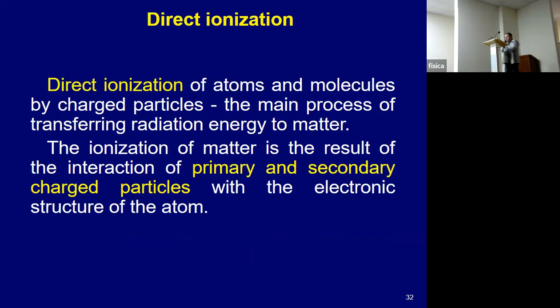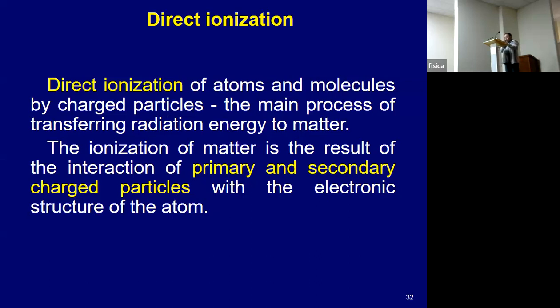Direct ionization of atoms and molecules by charged particles is the main process of transformation or transferring radiation energy to matter. The ionization of an atom is a result of the transfer of radiation energy to the electronic structure of an atom. Ionization occurs only when enough energy is transferred to remove an electron from the shell. Therefore, this energy must be greater than the binding energy of individual orbital electrons.